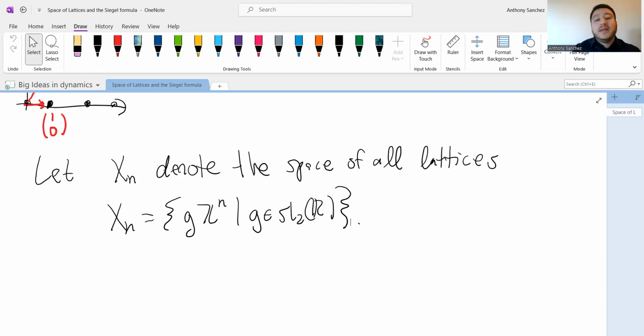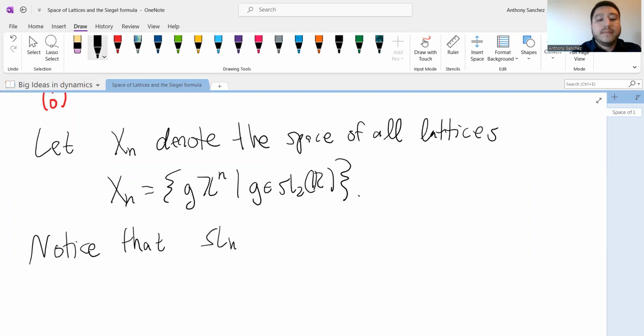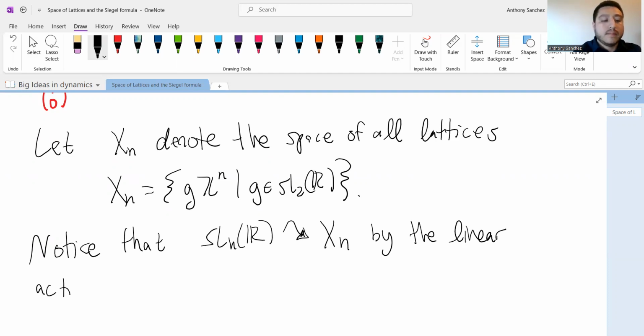I want to recall for us the orbit stabilizer theorem from a first course in group theory. Notice that SLnR naturally acts on the space of lattices by the linear action. Which is to say that if I have one of these grids, what I'll do to all these points inside of these grids is multiply them by the same matrix G, and that'll give me a new grid.